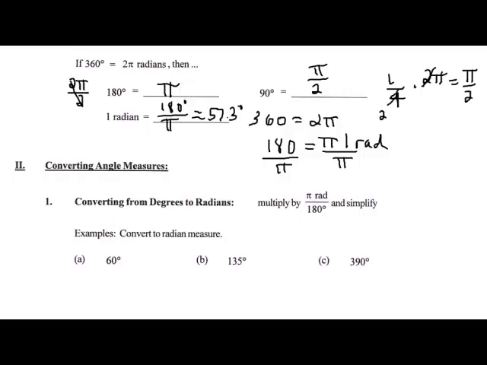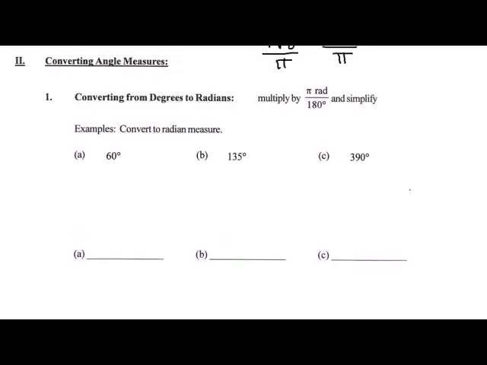So for converting from degrees to radians, you're going to multiply by pi radians over 180 degrees and simplify. So for our first example, we have 60 degrees. Remember, to convert this to radians, we're going to multiply by pi radians over 180 degrees. So if we multiply this through, we get 60 pi over 180. 60 divided by 180, we can simplify that to 1/3. So our answer is pi over 3 radians.